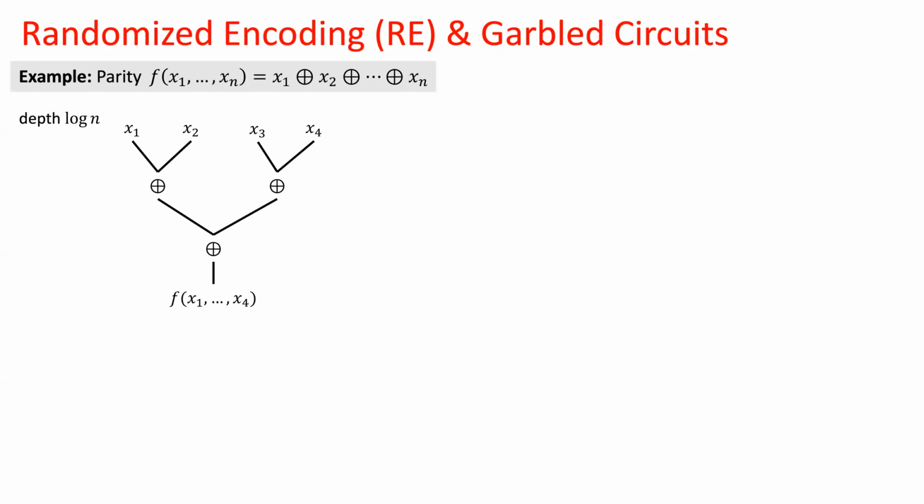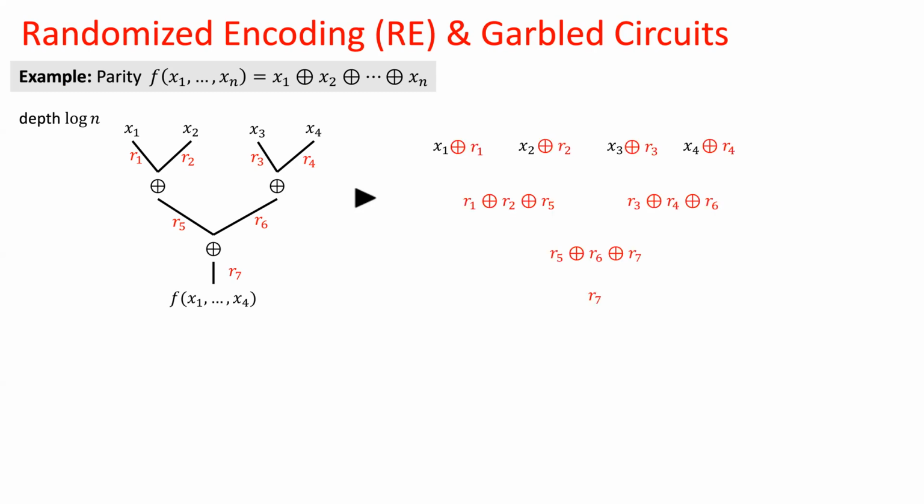Now what I'm going to show you is how to encode this function, so how to compute a different function that captures, in some sense, the essence of the XOR function in a way that I will describe in a minute. For each wire of this XOR tree, I'm going to sample a random bit. So we have R1 up to R7. I'm going to take my inputs, X1 up to X4, and to each one of these inputs I'm going to XOR the random bit that is adjacent to it. In addition, for every other node in the graph represented by this circuit, I'm going to compute the XOR of all the randomness on the wires that are adjacent to this node.